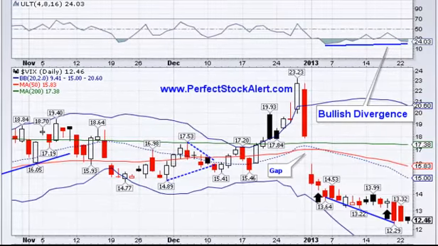Today is Wednesday, January the 23rd, 2013. We'll be looking at the VIX and the S&P 500 today. Starting off with the VIX, as you guys know, the volatility index runs the inverse of the S&P 500.